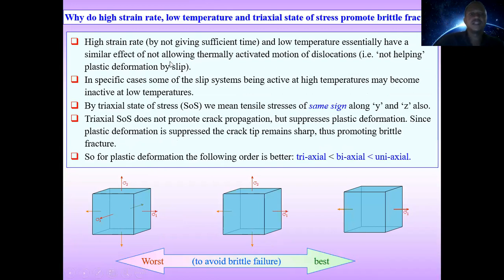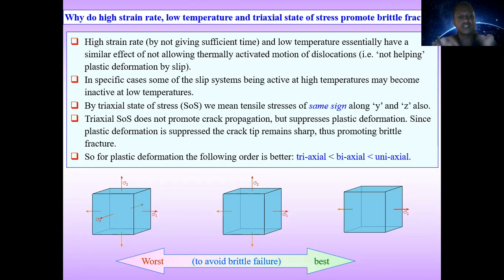High strain rate and low temperature essentially have a similar effect of not allowing thermally activated motion of dislocations. That is not helping plastic deformation by slip. And in specific cases, some of the slip systems being active at high temperature may become inactive at low temperature. Okay. So by triaxial state of stress, we mean tensile stress of the same sign along Y and Z also.